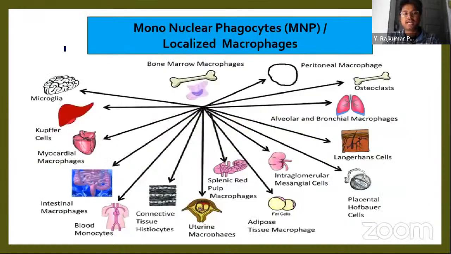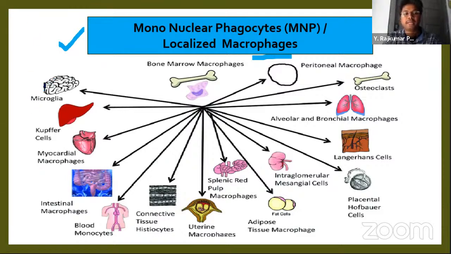Mononuclear phagocytes are one kind of phagocytes, and they are also called localized phagocytes. Yesterday I explained this, but due to less time, I ran very fast, so you may not have understood the concept. That's why I'm repeating it again. These are the WBCs which are localized to the tissues and organs. Since they exist in the organs and do not travel through the circulatory system, they are called localized macrophages, also called mononuclear phagocytes.